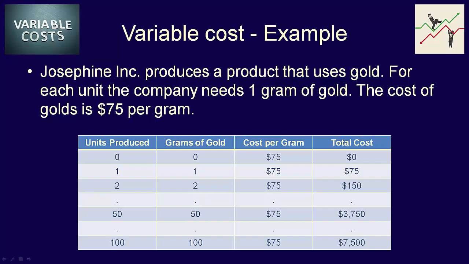You can see that as the level of activity goes up, the total variable costs increase too. We are looking at cost behavior. You can see how the cost of gold behaves as the level of activity, which in this case is the number of products, changes. It's clear that the cost of gold is a variable cost because it changes with the level of activity.